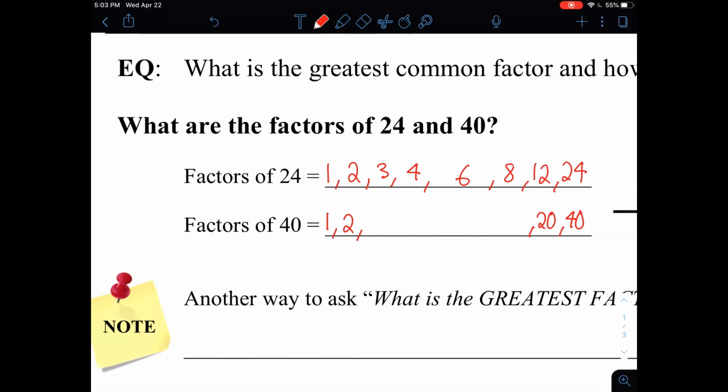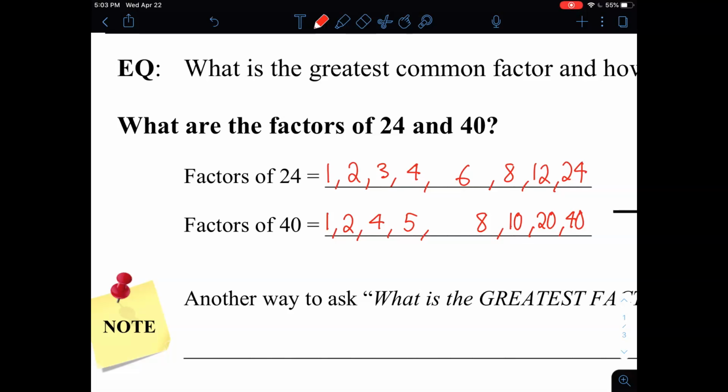Nope. Does 4 go into 40? It does. 4 times what is 40? 4 times 10. What about 5? Does 5 go into 40? It does. 5 times what is 40? I think it's going to be 8. Then we have 6 and 7. Do 6 or 7 go into 40 or no?